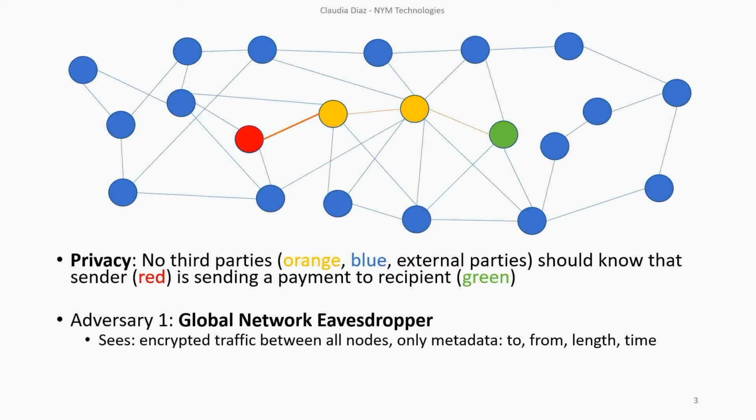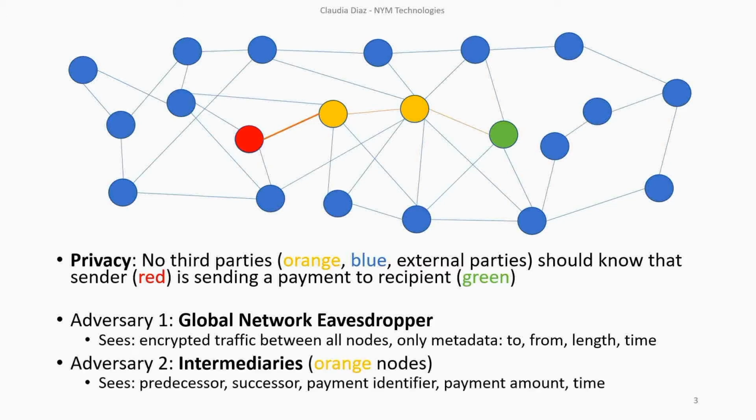They only see encrypted traffic, so they only see the from, the time, and the length, but not actually the content. And the second adversary are other nodes, in this case the intermediaries, the orange nodes. They see the predecessor and the successor, a payment identifier, payment amount, and the time, but they are not able to see the original sender or the final receiver of the payment.